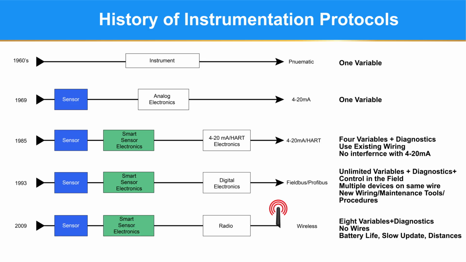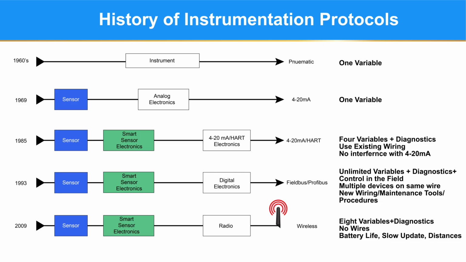Wireless was the next wave of technology. It was touted as being able to get up to 8 variables and diagnostics with no wires. That was true, but update time was limited by wireless bandwidth and battery life, which in the end made it not viable to be used for control.